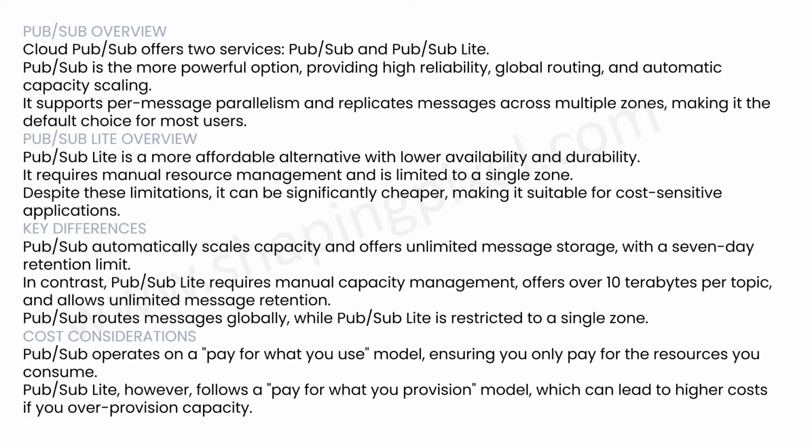Cloud Pub/Sub offers two services, Pub/Sub and Pub/Sub Lite. Pub/Sub is a more powerful option, providing high reliability, global routing, and automatic capacity scaling. It supports per message parallelism and replicates messages across multiple zones, making it the default choice for most users.